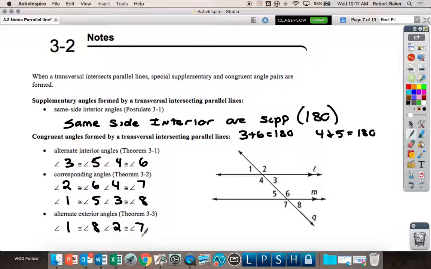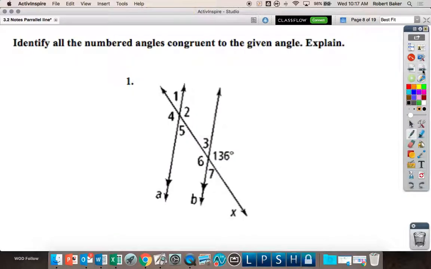All right, so let's look at the next one. In this scenario, I'm just asking you to list all the angles that are congruent to the given angle. So this is the given angle right here. I want to know all the numbers that are congruent to that one. 6, 4, and 2. Perfect.